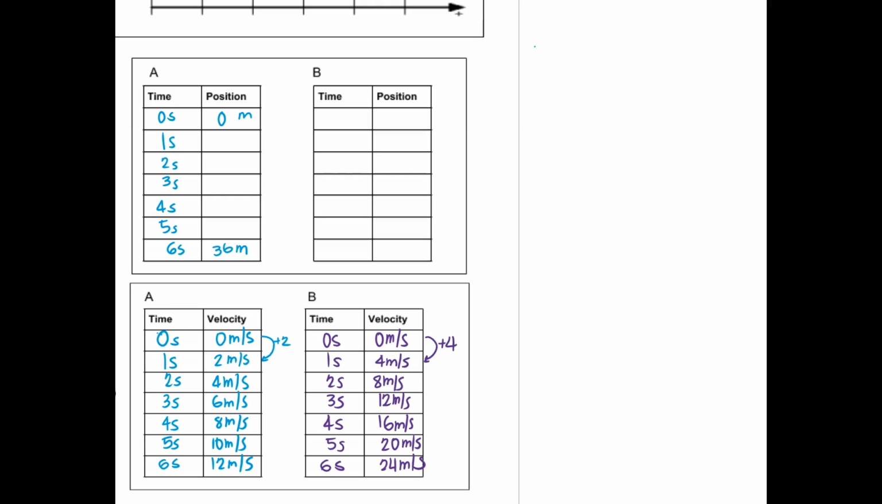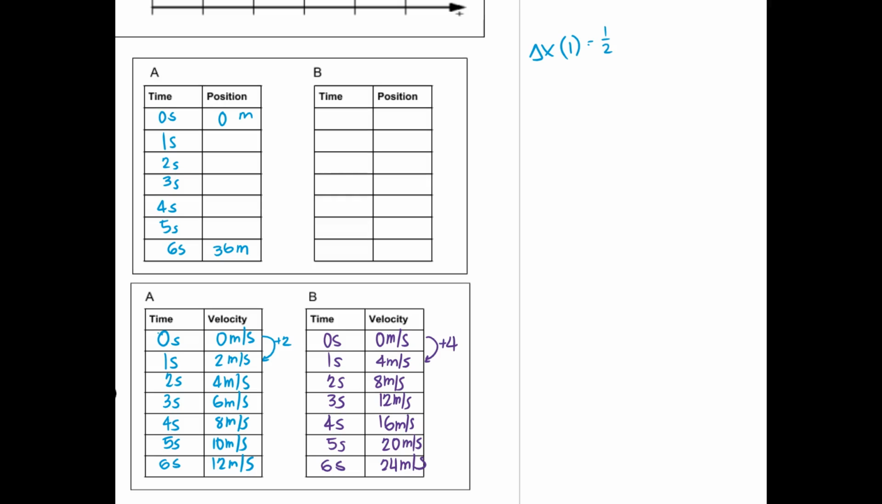Now to get the numbers in between is optional, but we're going to do that work anyway. All right, so for the position at time 1, it's going to be 1/2 our velocity of 2 meters per second times 1 second. And that's going to be 2 times 1 is 2 times 1/2 is going to be 1. So from 0 to 1 second, it went 1 meter.